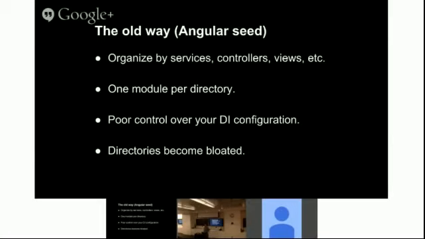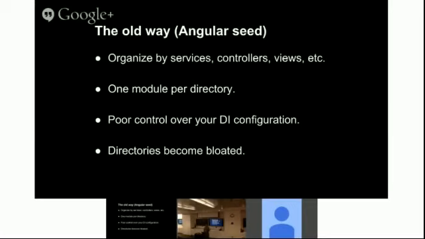They have one module per directory in this way, or one per type of these things. So there's a services module, controllers module, directives module, and this is not really an ideal approach for building an application that is more than something really trivial, the to-do list. It gives you really poor control over your dependency injection configuration, which is what the Angular modules are really for. And the directories become really bloated. It's hard to find a particular service in a directory that has 20 or 30 different services in it. Same goes for directives, etc.